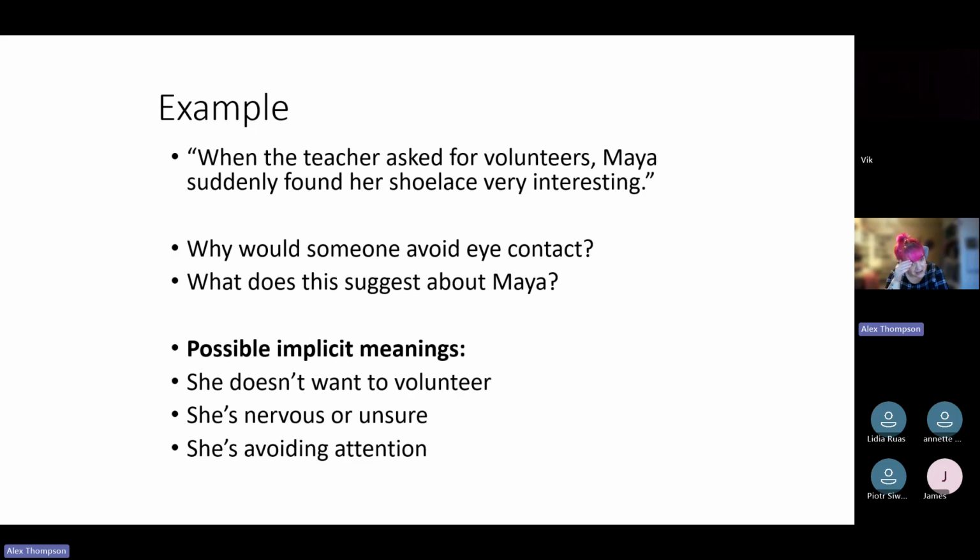I avoid. I do everything I can to avoid the teacher's eyes. Just make yourself as small as possible to hide yourself away. So that one statement, again, it's very implicit. It is trying to give you the idea that she doesn't want to volunteer, she's nervous, unsure, avoiding attention, but it doesn't actually say those words. It doesn't say Maya is nervous, Maya is avoiding attention. So it's how we're interpreting it.